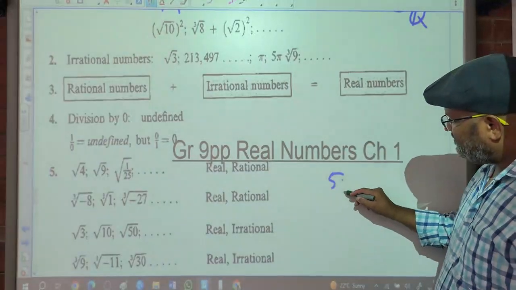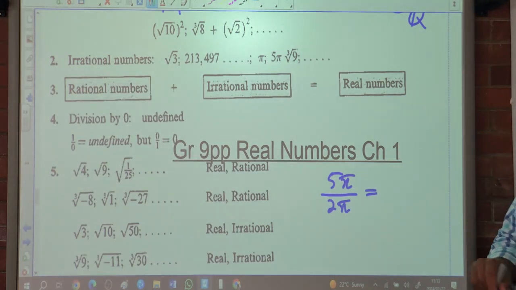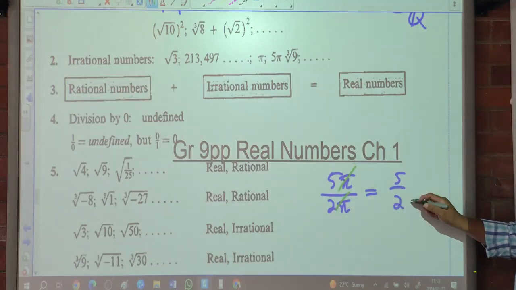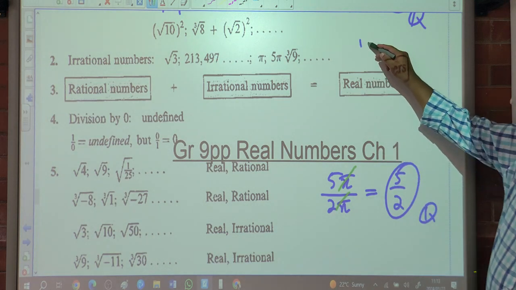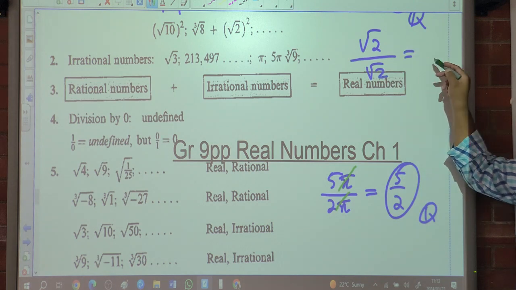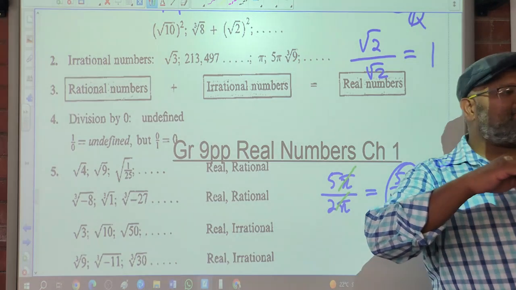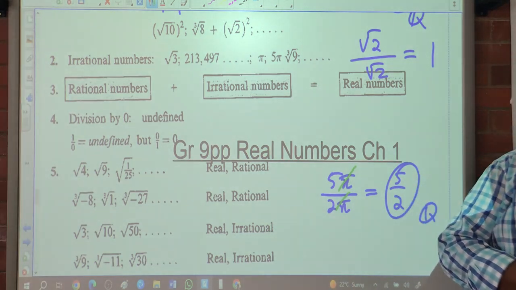Well, what would 5 pi over 2 pi be? Rational or irrational? Rational, yes. Why? The pi's cancel, leaving you with 5 over 2. So this is actually a rational number. Can you see that? If you're looking at the square root of 2, rational or irrational? Irrational. But if I divide that again by the square root of 2, what would that answer be? 1, which is rational. You understand? So it's not only about the number as it's given to you, it is what it simplifies into. Does it make sense? Okay.